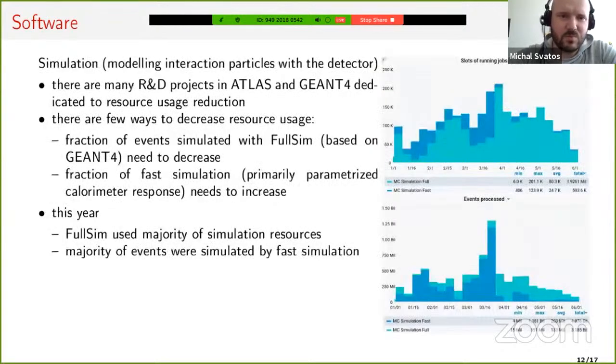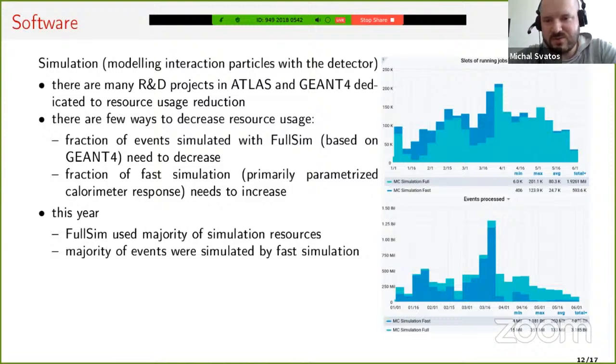For simulation, which is modeling of interaction of particles with the detector, there are many projects in ATLAS and Geant4. We have so-called full sim and fast sim. Full sim is based on Geant4, and fast sim is based on parameterization of calorimeter response.